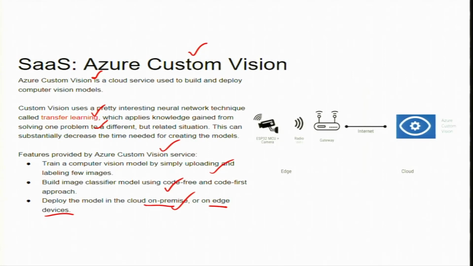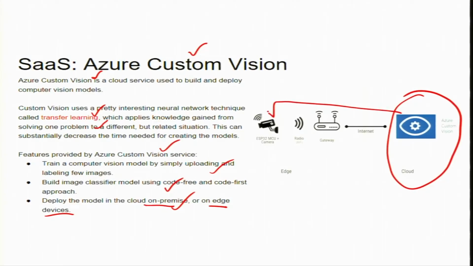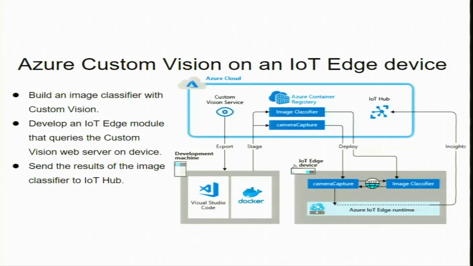So, here in the picture all things are illustrated. Now, you can see that this particular Azure Custom Vision application is running on the cloud as software as a service. Now, over the internet, the trained model can be deployed on the edge, and once the camera gets a new image, this trained model will be able to do the predictions. So, with Azure Custom Vision, let us see how you are going to deploy on an IoT edge device.